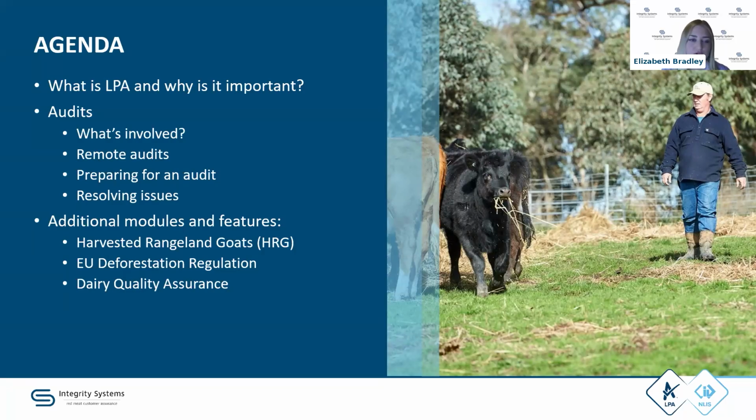So Trish and I will walk you through the different requirements as well in terms of what auditors come to check and what kind of records and things they're going to be asking for and conversations they might be having as well. At the end of the audit segment, we're also going to run through some additional features and things that you can do in your LPA account online, including some voluntary modules that we've implemented recently around harvested rangeland goats, if you capture those types of goats, and if you're a cattle producer or a dairy producer around the EU Deforestation Regulation and some dairy quality assurance updates. So we've got a full agenda, but we'll get right into it in terms of talking about audits.